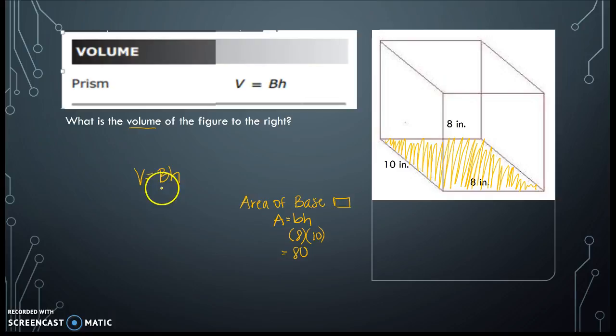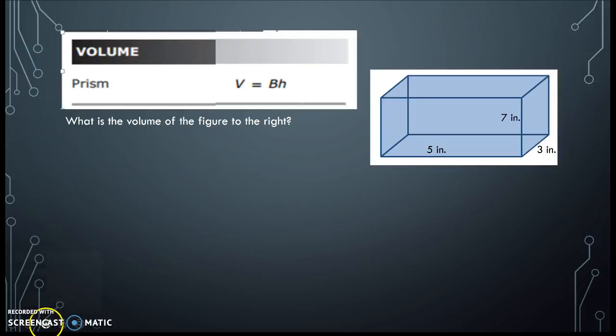Make sure you're showing all your steps. So now I'm plugging that in for big B. So 80 times height. So it is 8 inches tall. Okay. So 8 times 8 is 64. And then I can add the 0, right? So 80 times 8. 8 times 8 is 64. So it's 640 inches cubed.